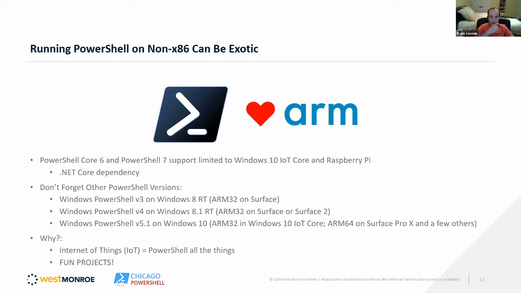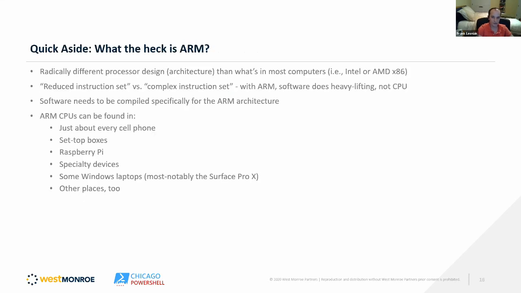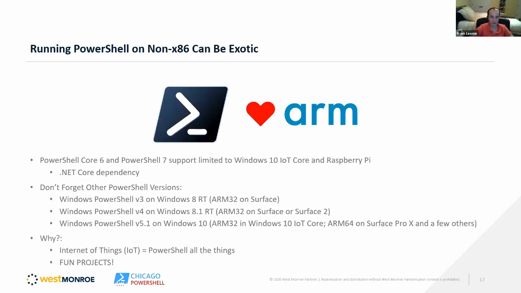I guess I should mention though that of course PowerShell 7 can be installed on, so this is technically a little bit incorrect, because you can run PowerShell 7 on the Surface Pro, or excuse me, what am I talking about? The Surface Pro X. That's it, as well as some other Windows 10 laptops that run on ARM.